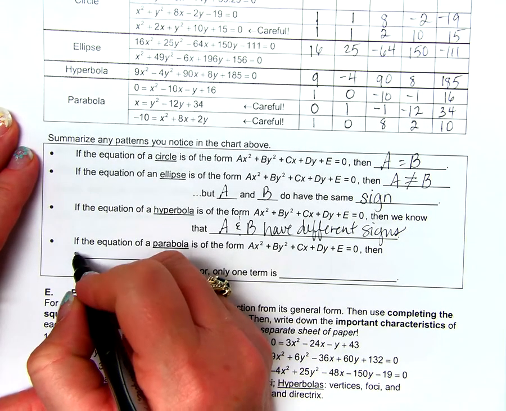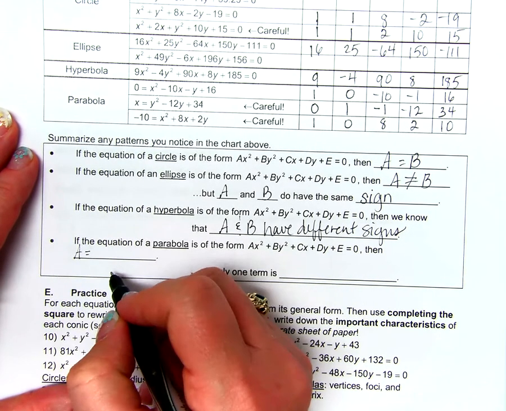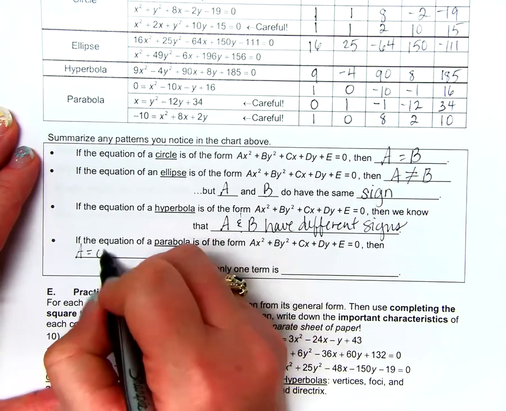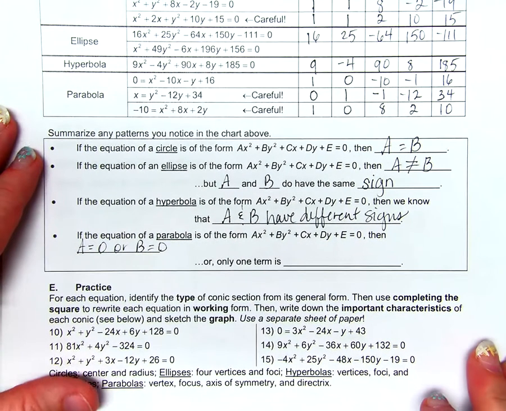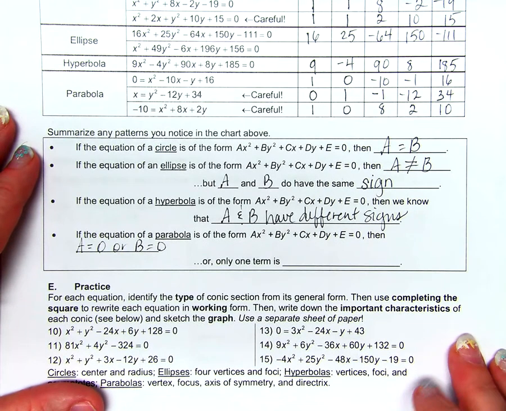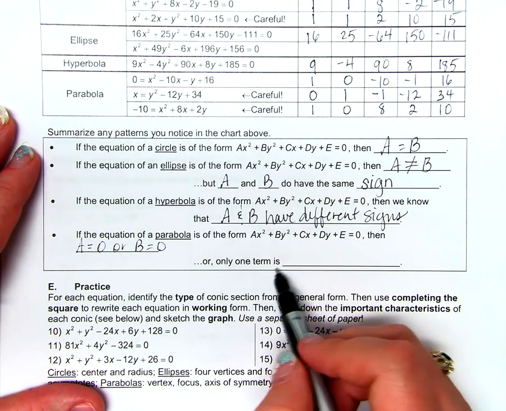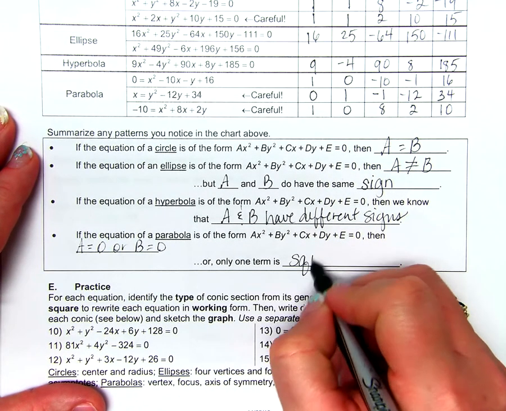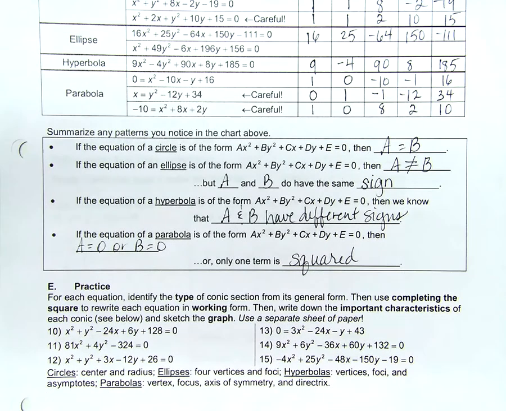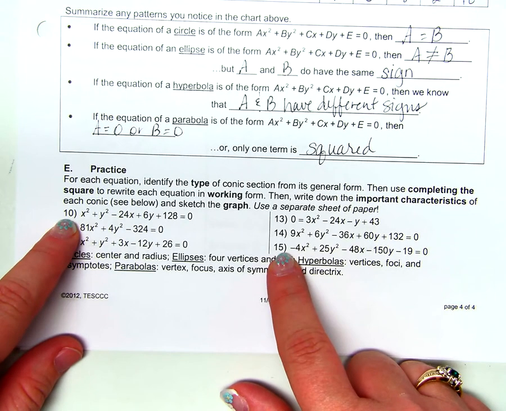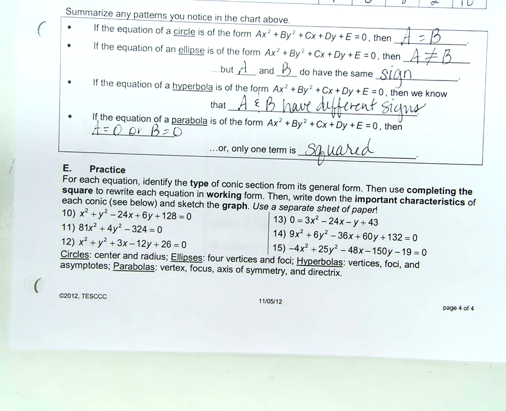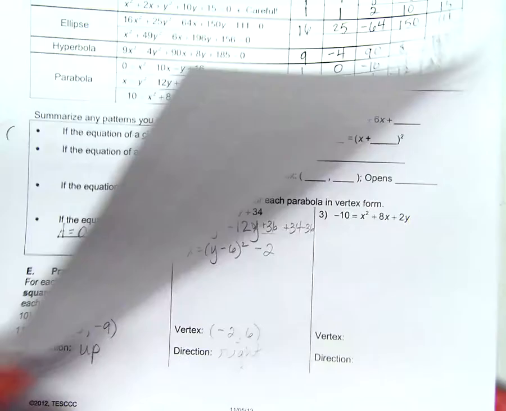So first of all, either A is 0 or B is 0. Very good. Or, another way to look at it, only one term is squared. Okay? So you guys are doing 10 through 15. We do have a really short minute, so please look back at number 3.